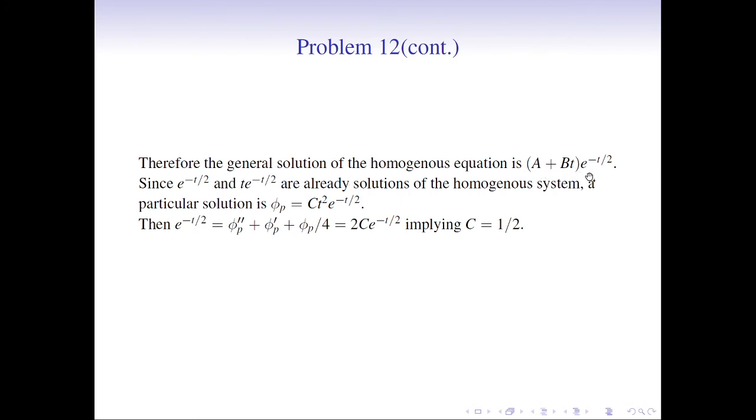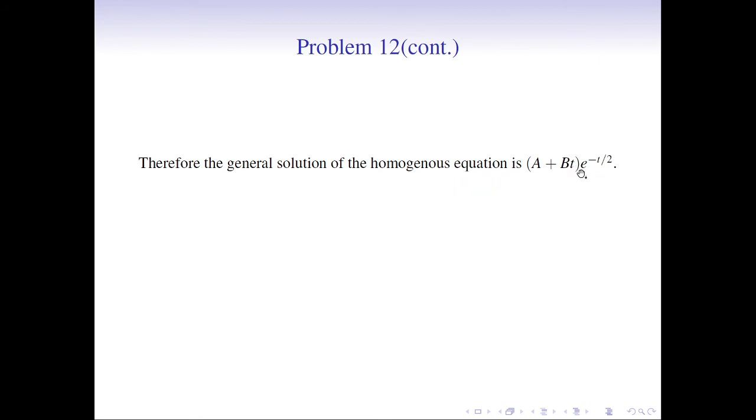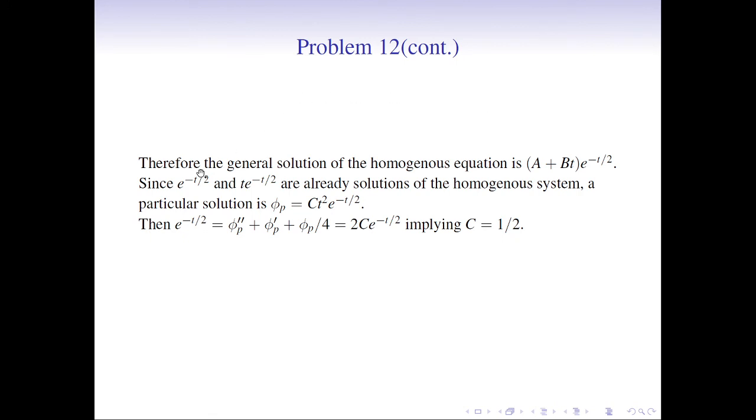So this is the complementary function, by the way, and here it is a plus b times t, because t is the independent variable. We say c1 plus c2x times e raised to mx. There we already have independent variable to be x, but here we have independent variable to be t. So here we have this, and since e raised to minus t by 2 and t times e raised to minus t by 2 are already solutions of the homogeneous system, it's easy to guess now the particular solution, and it is denoted by phi sub p, and that is given by c times t square into e raised to minus t by 2.